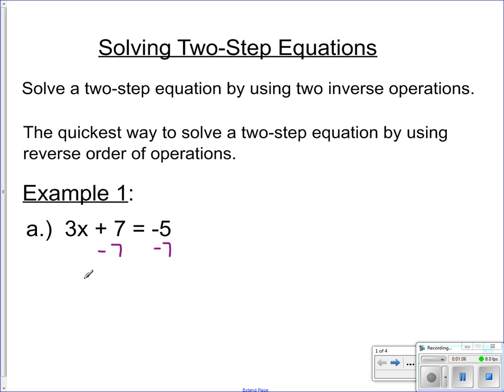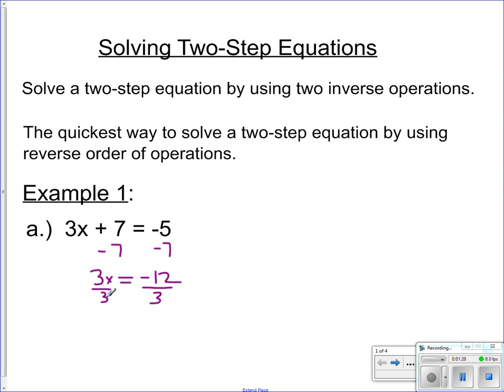7 minus 7 is 0, so I'm left with 3x. So that was my first step, equals. And then negative 5 minus 7 is negative 12. Now I'm going to do my second step. My second step is I am multiplying here. The opposite is to divide, so I'm going to divide by 3 here, and I'm going to divide by 3 here.